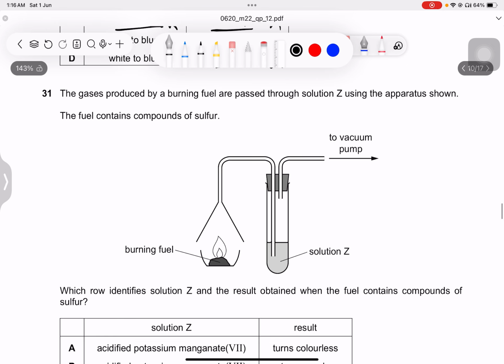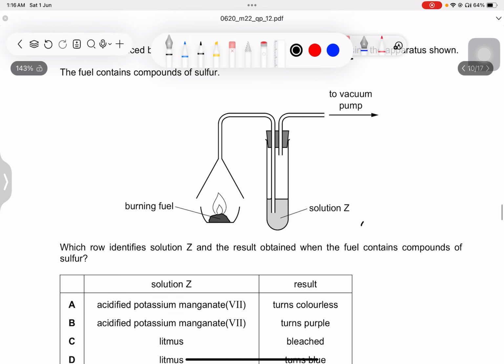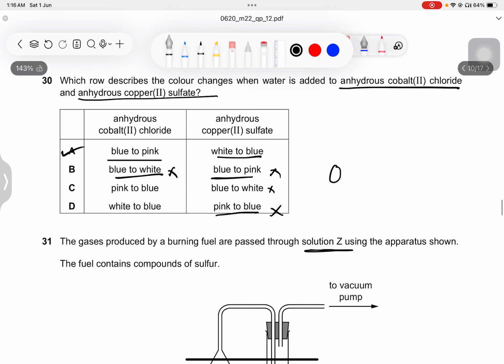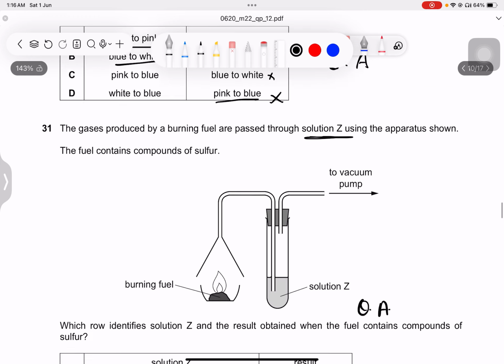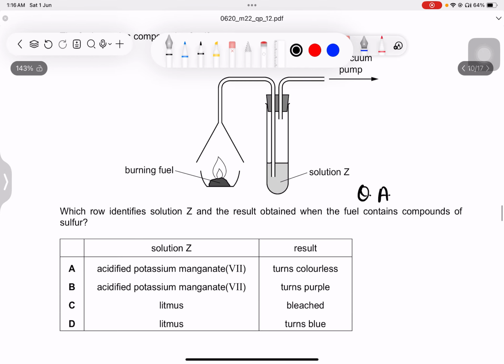Next, the gases produced by burning fuel are passed through solution Z using the apparatus shown. Again, this you can find in your qualitative analysis notes. This also and this also. So the fuel contains compounds of sulfur, so it will react with oxygen.